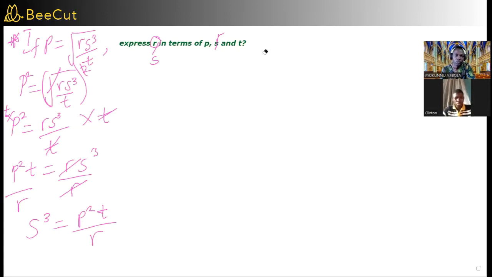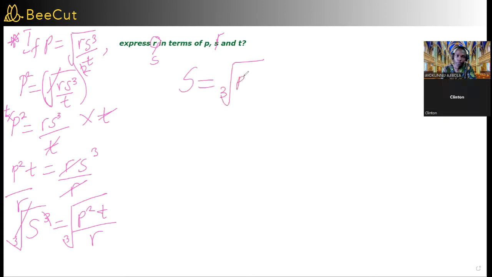Cube root simply means draw the square root symbol and put 3 in it. When you leave it, it's a square root. But if you put 3 in, it's a cube root. So you're going to put the same cube root here so that the cube root can cancel this one. Then you have your s freed. You have your s as a subject. So the answer now becomes s equal to cube root of p squared t all over r.